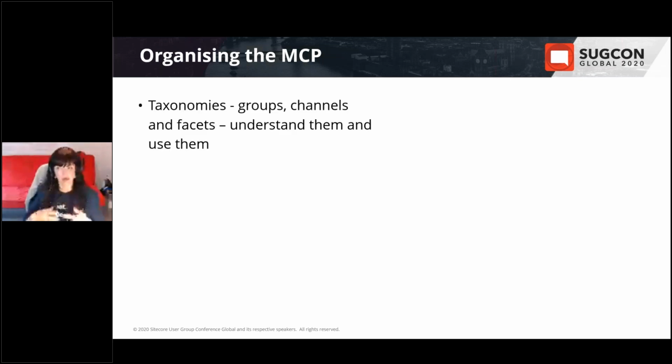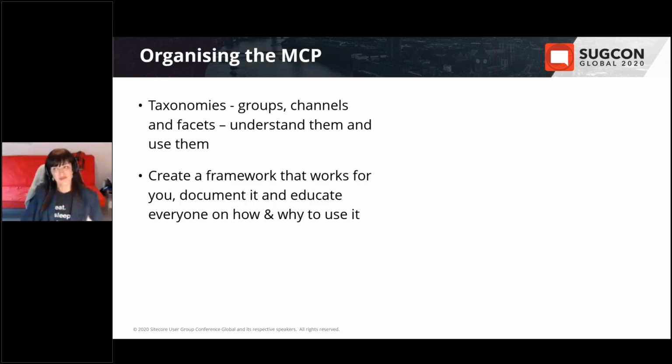So your taxonomies, groups, channels, facets, right? Understand what they are and use them. And I'll talk about them a bit more in a moment. Create a framework that works for you. There's no one size fits all here. You need to look at what you're trying to do, how your organization works, etc. But create that framework. Document it, don't just have it in your head, document it and educate everyone on the how, and as I said, the why to use it. None of this is hard, but they need to know why. You're not going to be looking over their shoulder all the time to make sure that they're doing it, so they need to understand the reasons to do that.